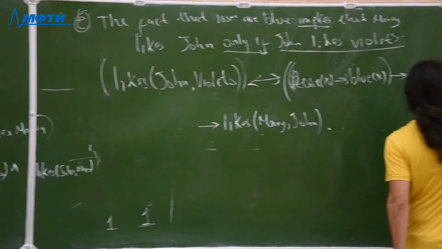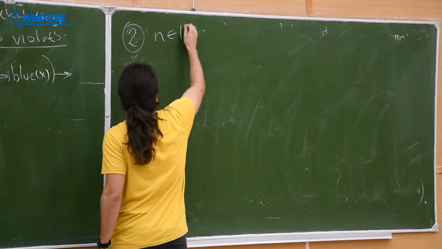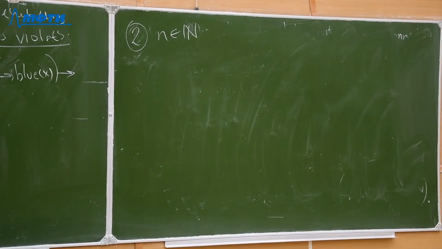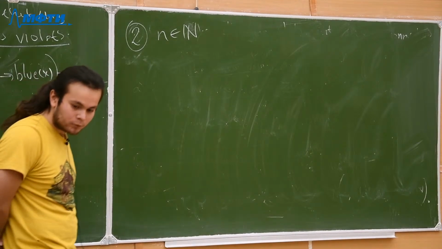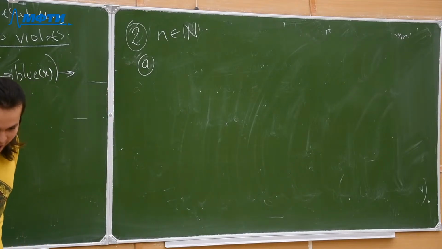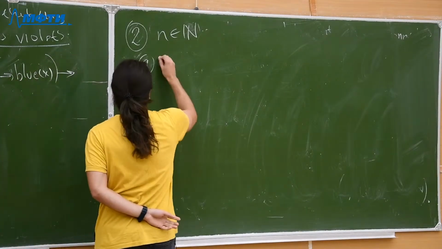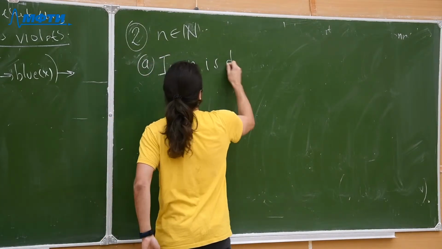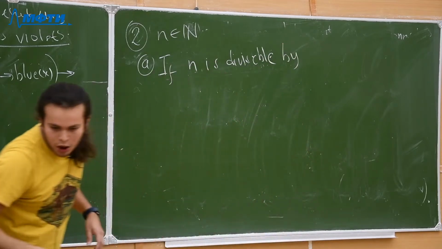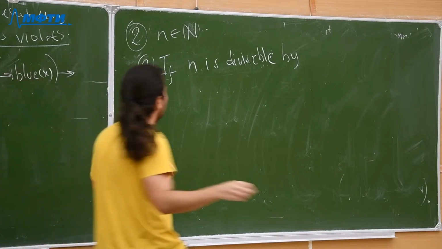So, second, let n be some natural number. You know what natural numbers are, right? Now, which of the following statements are true? A, if n is divisible by 4, then n is divisible by 2 or by 3.